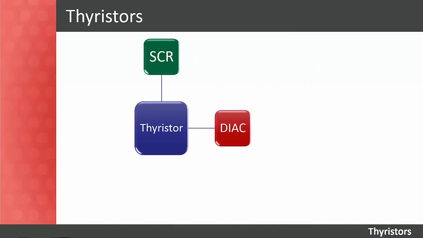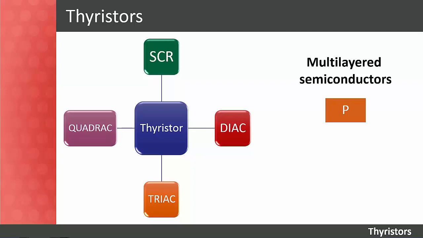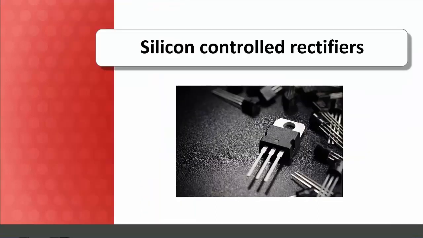SCRs, diacs, triacs, and quadracs belong to a family of electronic components called thyristors. A thyristor is a multi-layer semiconductor device, much like a transistor. They are mostly used in the switching of heavy electrical loads. To understand how thyristors work, let's look in more detail at the most commonly used thyristor, the silicon-controlled rectifier.